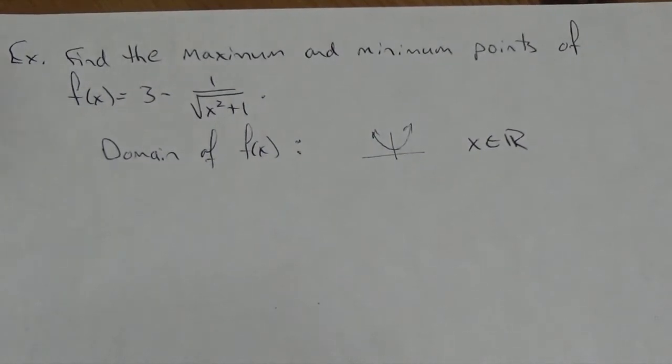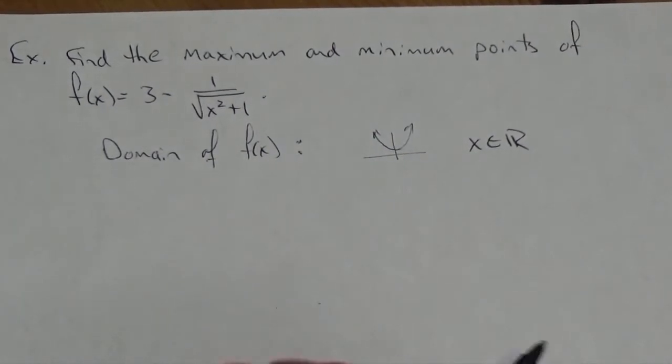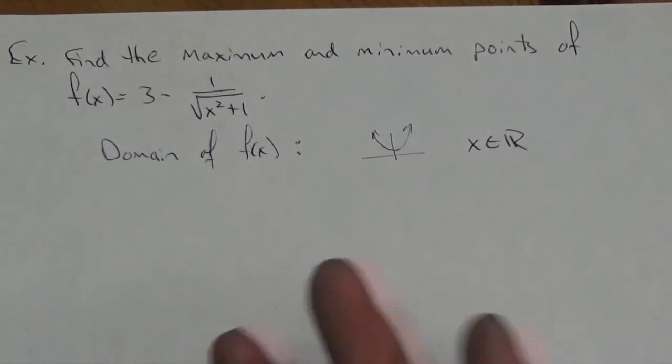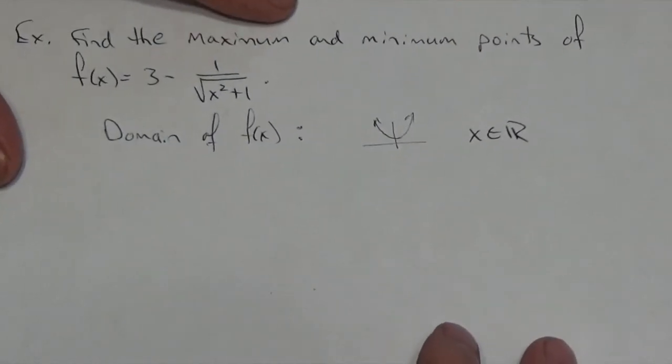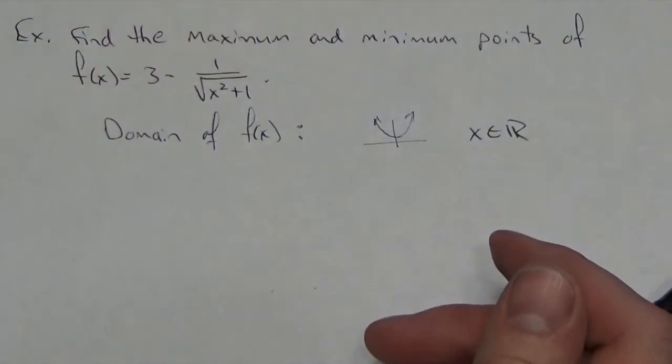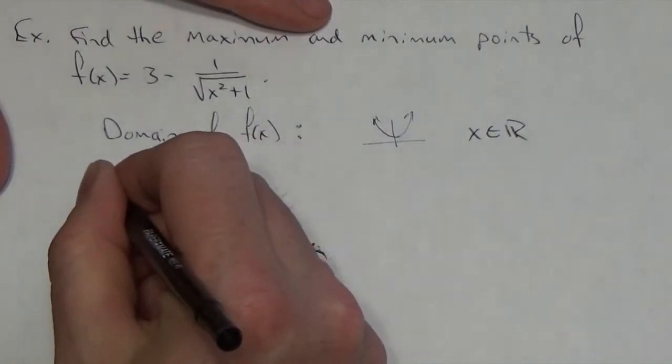So any place where I see my first derivative becoming undefined or going to 0, those will be critical numbers. Which leads us to the next step here. Let's take the derivative.